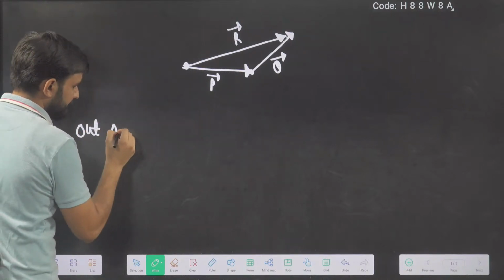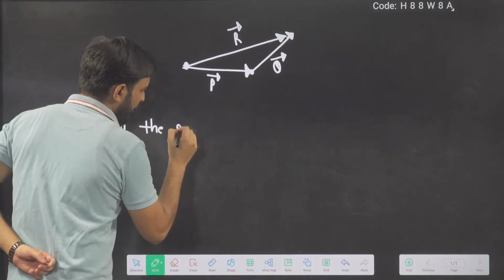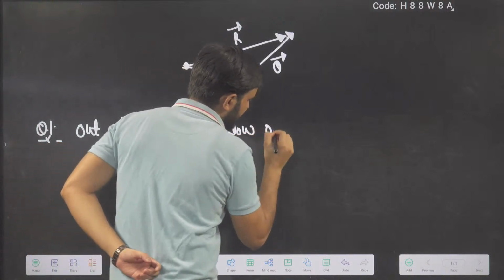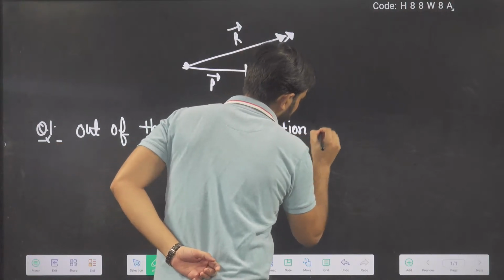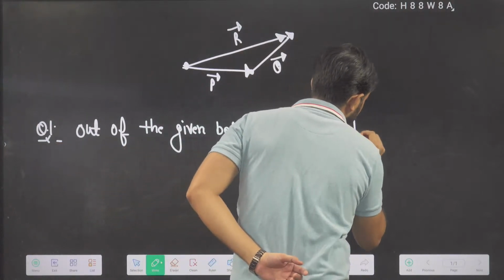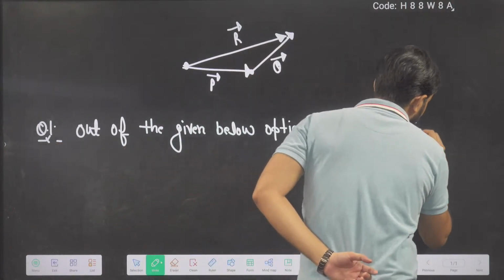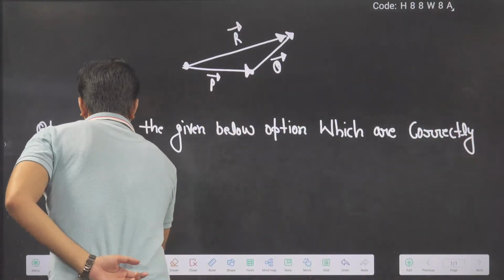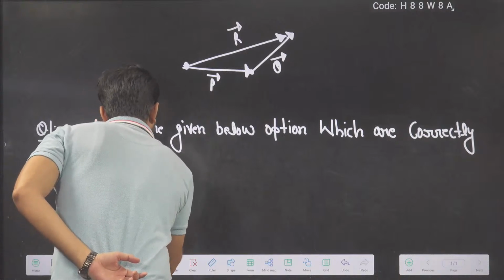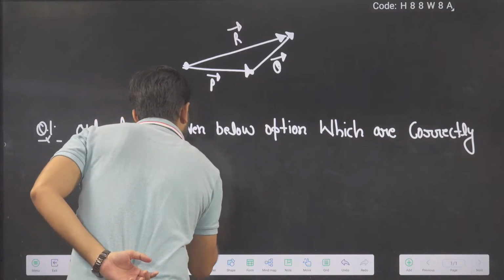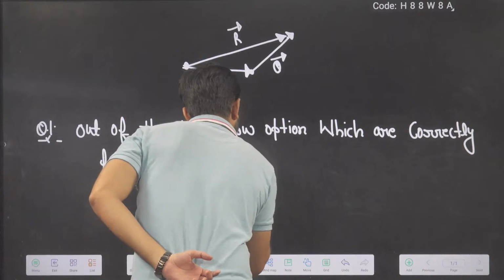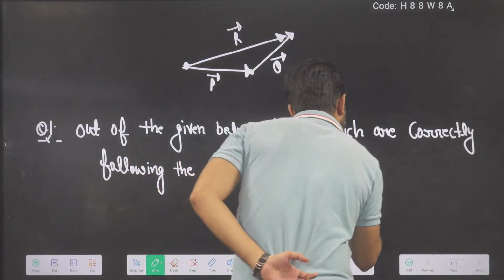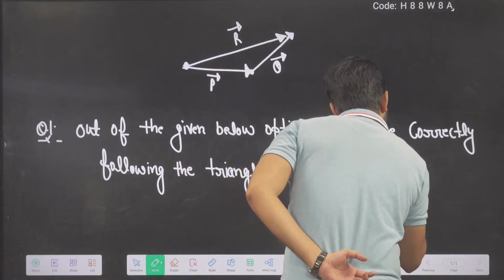Out of the given options, which are correctly following the triangle law of vector addition?